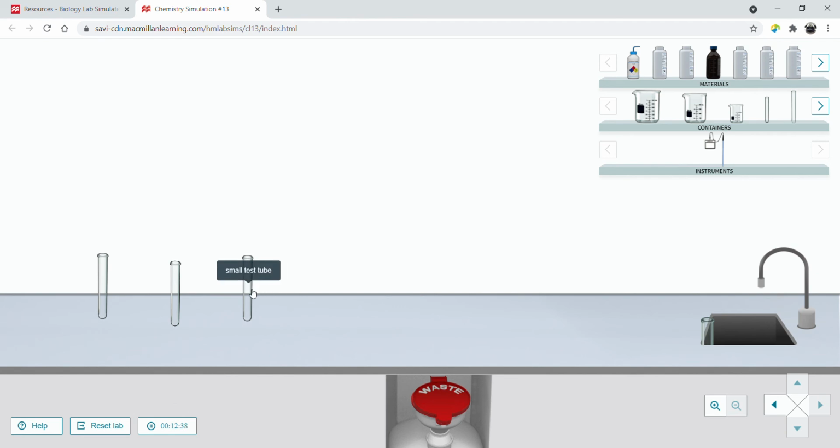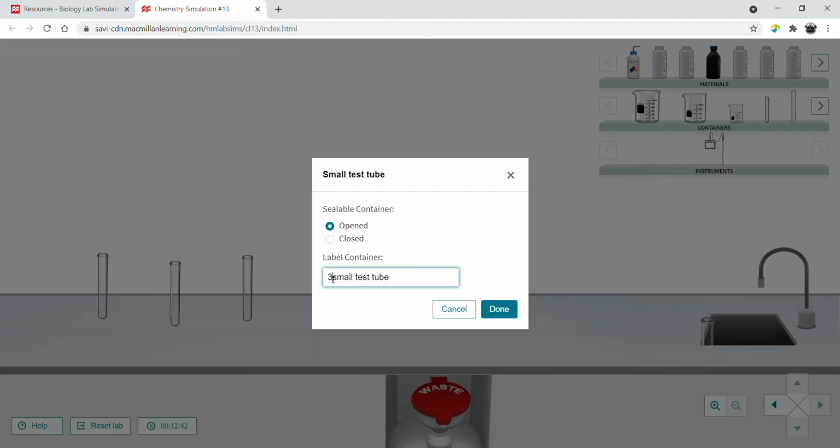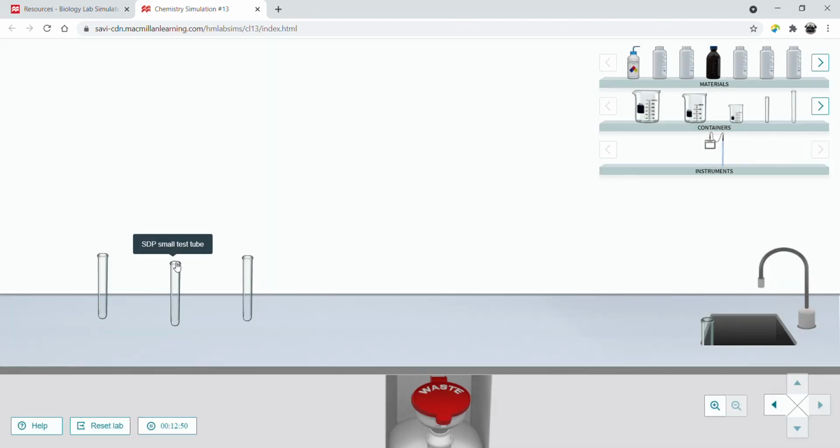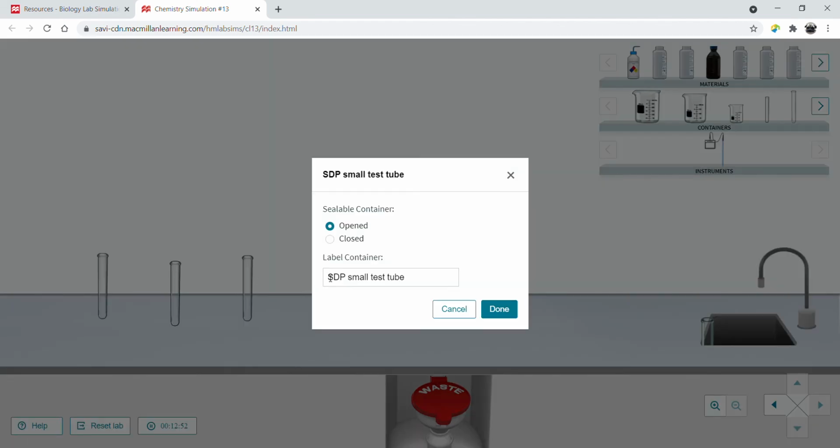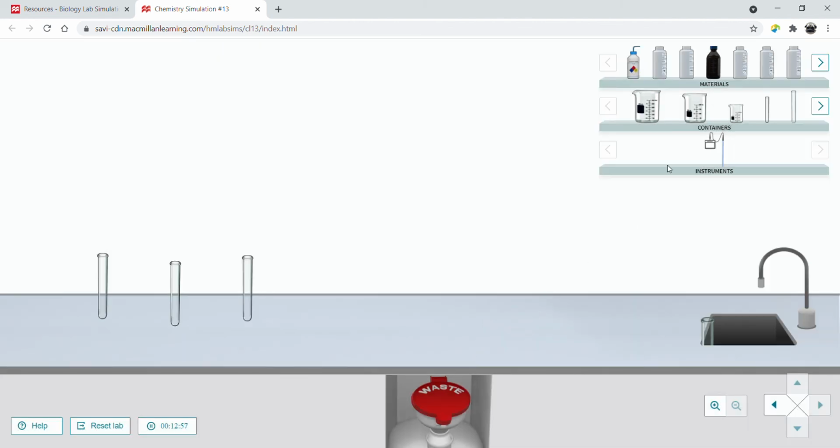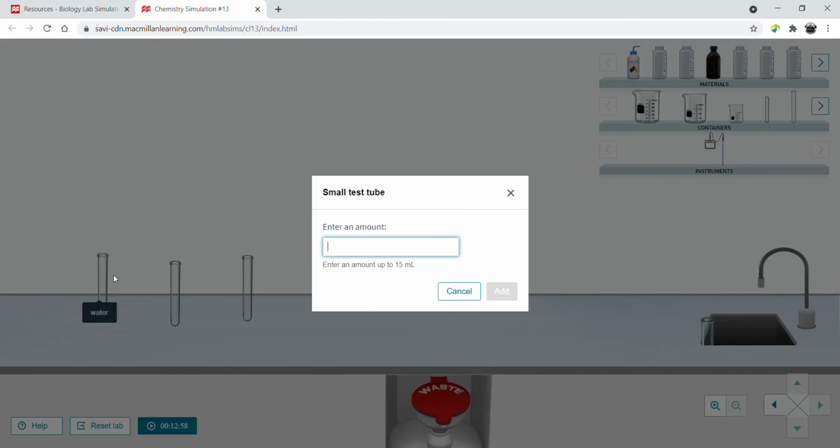And this is, I didn't write the number, should have done that. Oops, this is 3, and this is a sodium hydrogen phosphate. Done. See if I can relabel that. Test tube 2. Got it. Okay, so let's put 5 milliliters of water in here. Awesome.